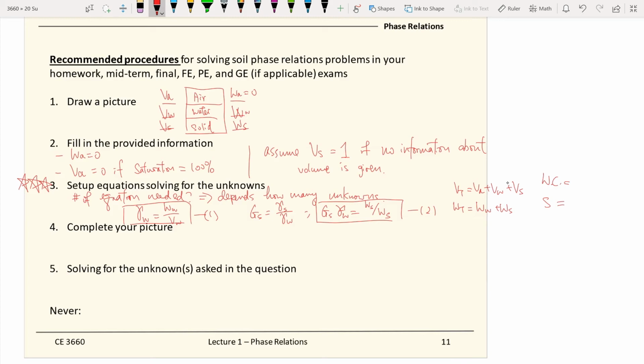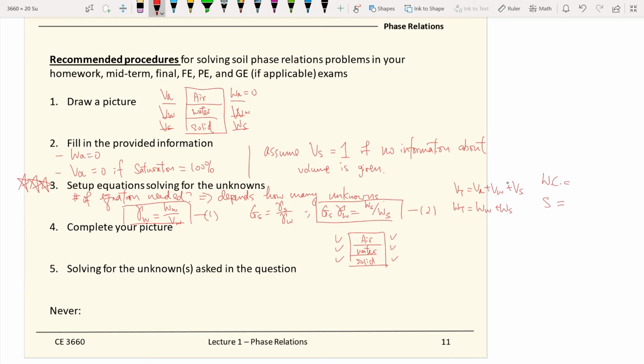So after you find all the remaining unknowns, then you can go back to complete your phase diagram. Because now for the 3 different phases, you know all the parameters. You can quantify all these numbers right there. So after you have this phase diagram, then you just solve for what is being asked.